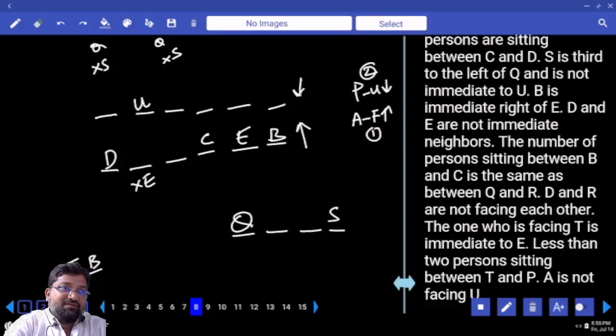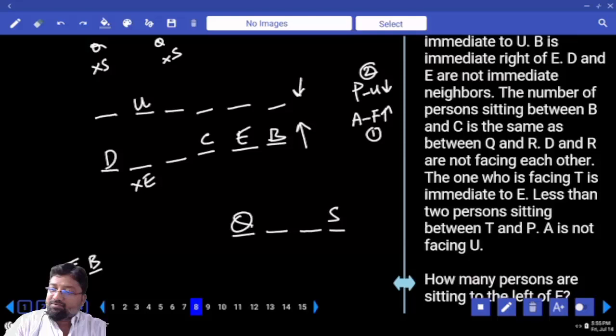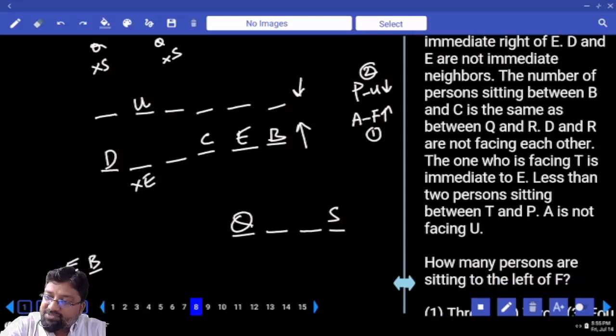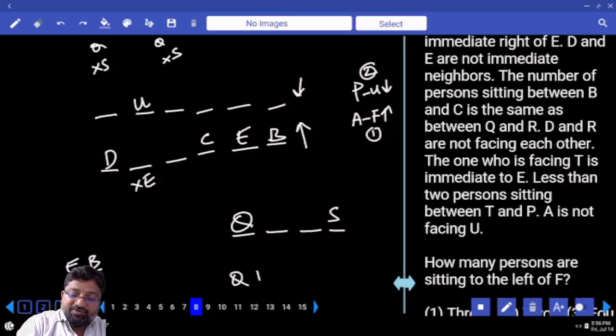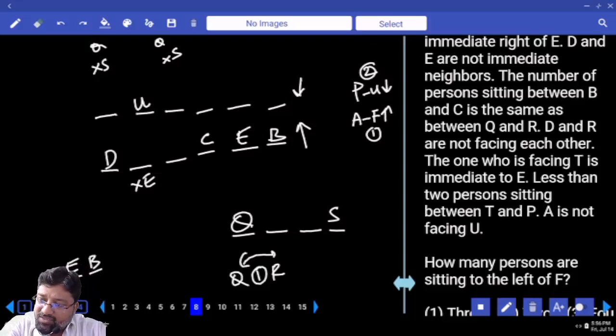The number of persons sitting between B and C is same as Q and R. How many between B and C? One person. In between Q and R also one person. Are you sure with the position of Q? No. Next, the one who is facing T is an immediate neighbor of E. He just said is immediate to E, but he didn't tell us whether it is immediate left or immediate right. The one who is facing T.